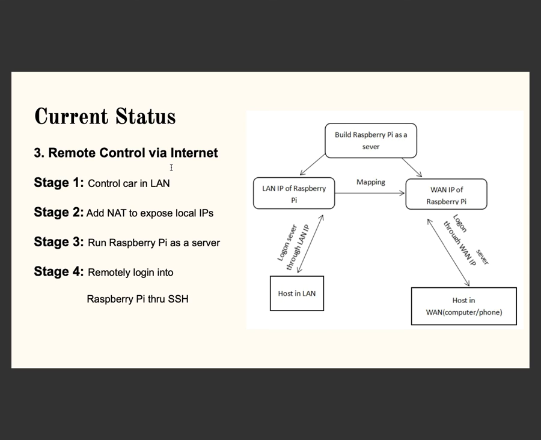Thirdly, the remote control. Since we are using the command line now to control our Raspberry Pi car, which is a leading car, we want it to not be limited by our local network. So we added NAT to expose the local IP of the Raspberry Pi car so that we can remotely control our Raspberry Pi leading car from, say, a different network environment.